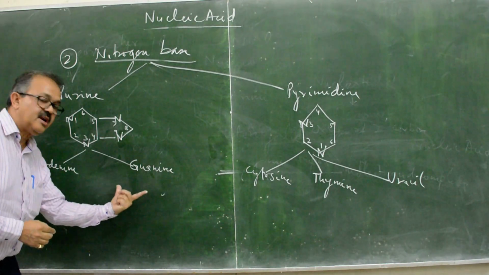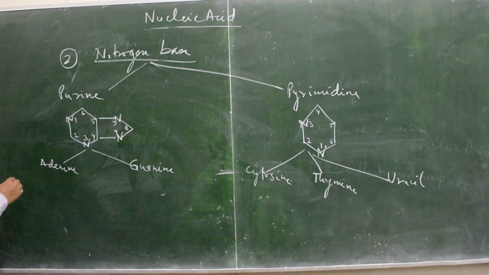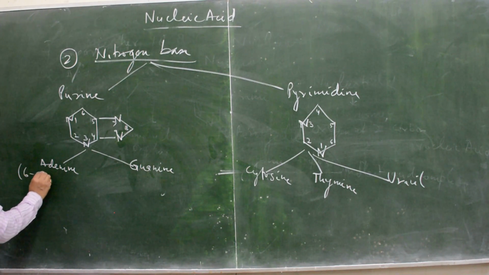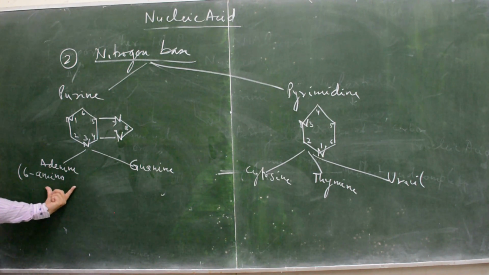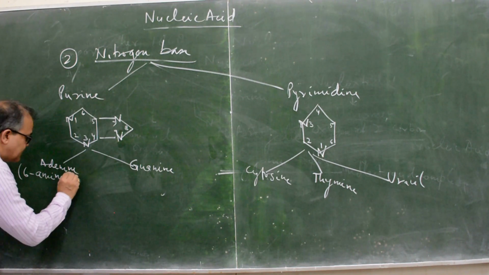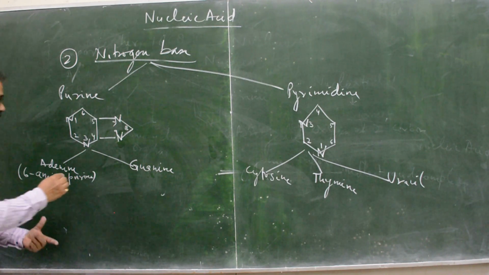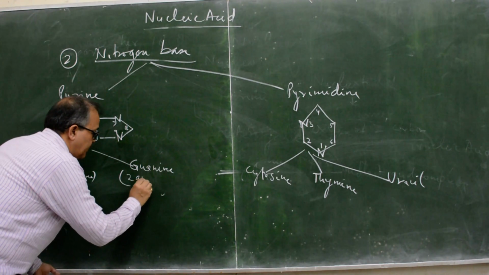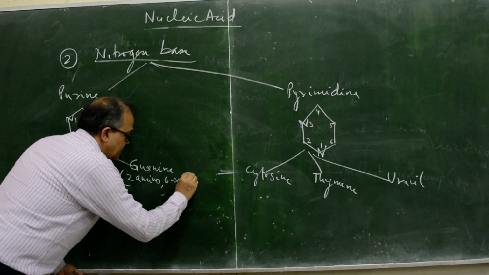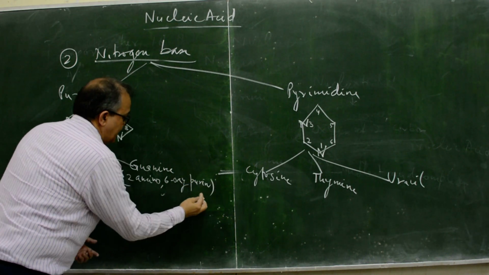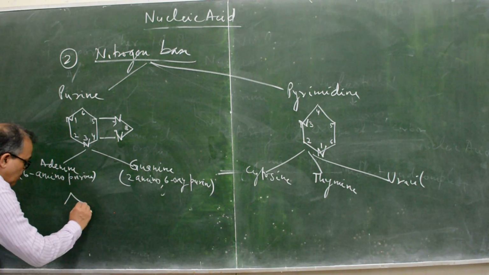How to remember the structure of these nitrogen bases is very simple. If you add an amino group, NH2, at the 6th position, this will be adenine. You only have to remember 6-amino purine. For guanine, you have to remember 2-amino NH2 group, 6-oxy purine. You know that adenine is a purine, then you have to sketch it.